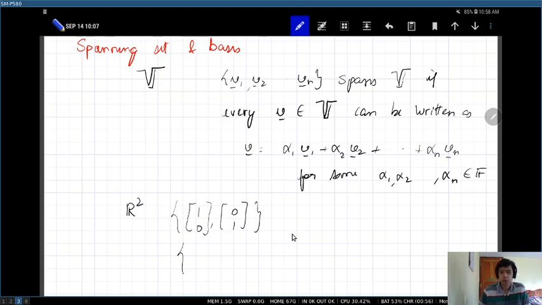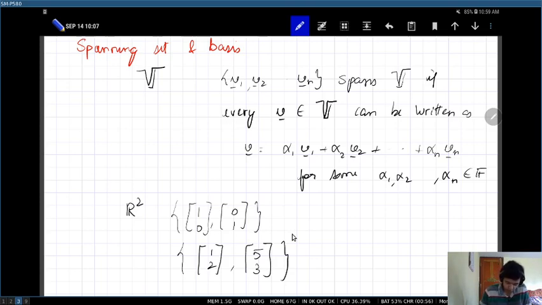In fact, any two linearly independent vectors can span R2. You can take (1, 2) and say (5, 3). These two vectors also span R2. And why is that the case?